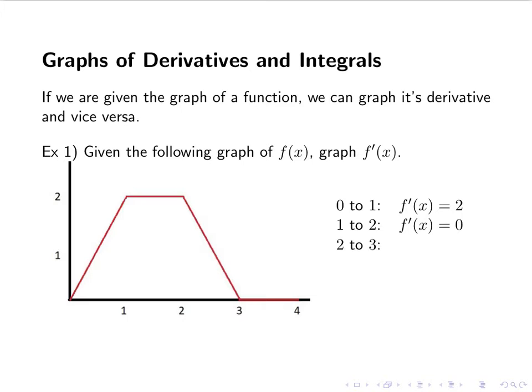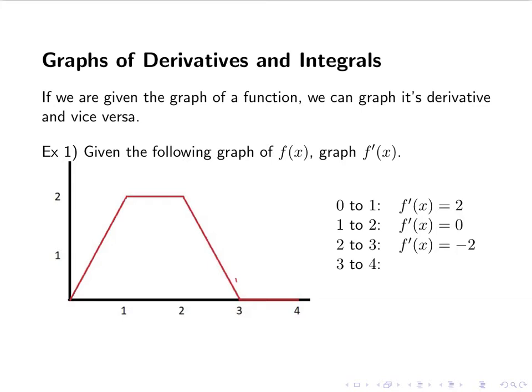The next section we want to look at is 2 to 3. So we've got this section here. And again, it's a straight line, so its derivative is just the slope. So here, our change in y is negative 2. We're starting at 2. We're going down to 0. So that's a change in y of negative 2. Our change in x is 1. So our slope, or our derivative here, is negative 2.